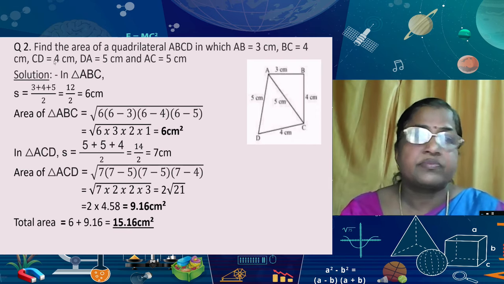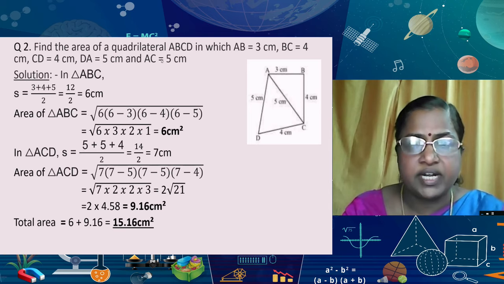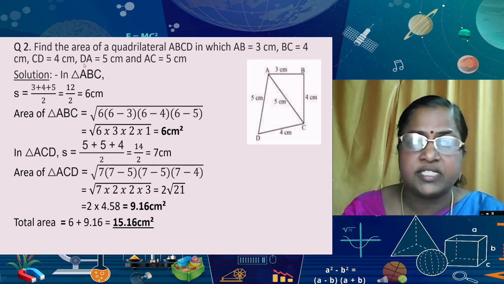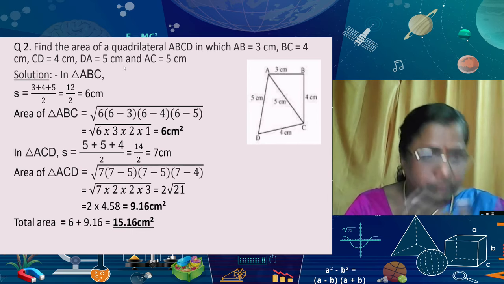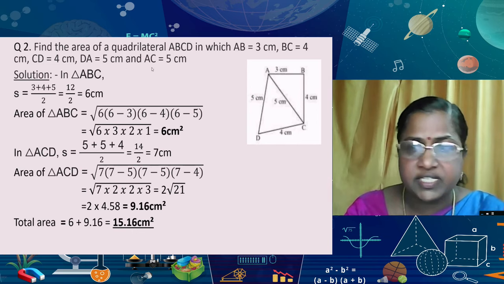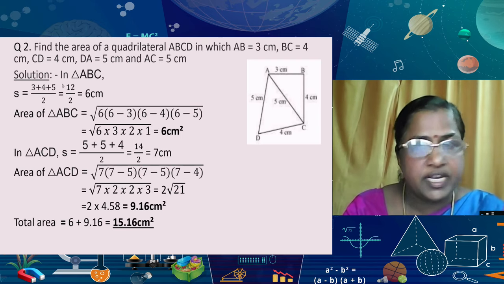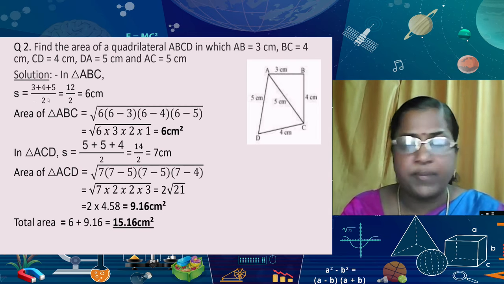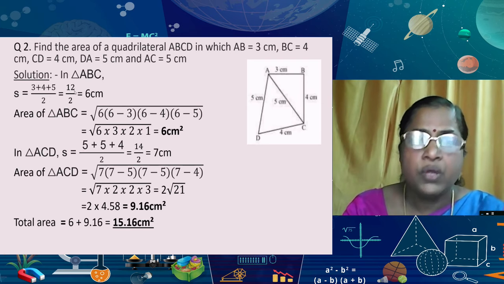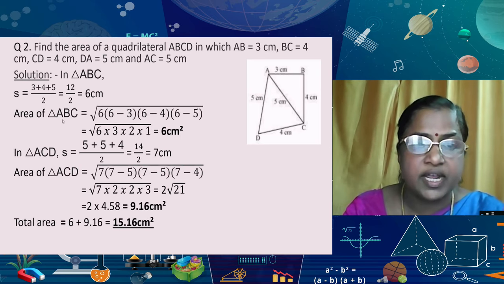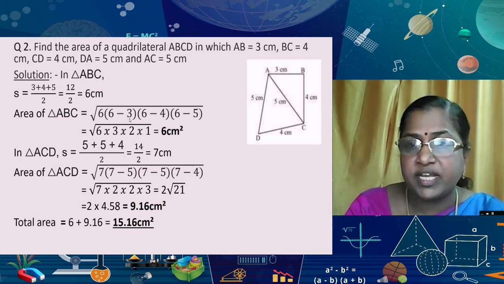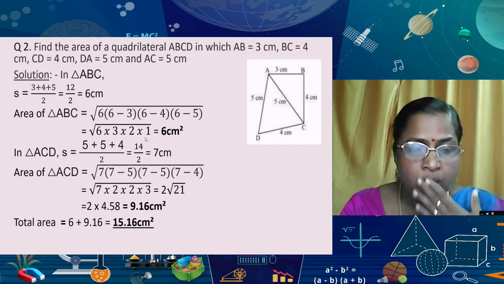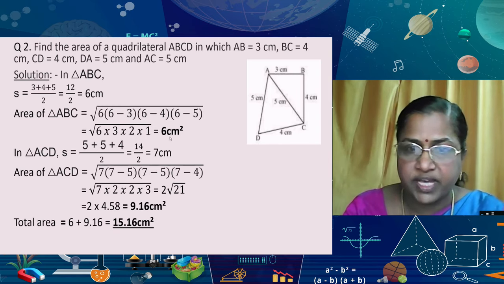In the second part, we are given the question: find the area of a quadrilateral ABCD in which AB is equal to 3 cm, BC is equal to 4 cm, CD equal to 4 cm, DA is equal to 5 cm and AC is equal to 5 cm. So in this triangle ABC, S is equal to (3 plus 4 plus 5) upon 2, semi-perimeter is (a plus b plus c) upon 2, that is 12 upon 2, that is 6 cm. So area of triangle ABC equal to root of 6 into (6 minus 3) into (6 minus 4) into (6 minus 5), that is root of 6 into 3 into 2 into 1, that is equal to 6 centimeter square.